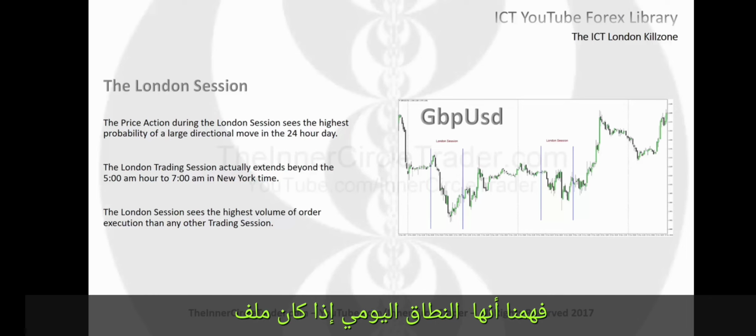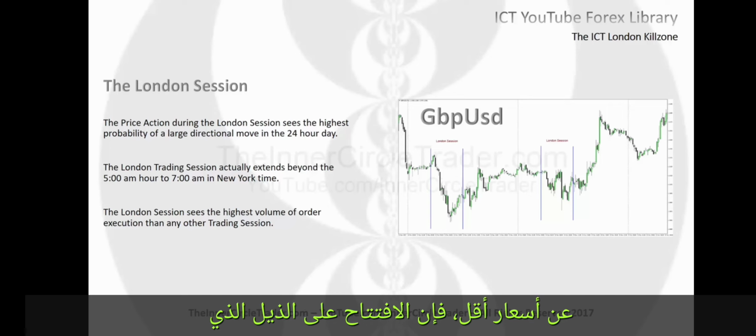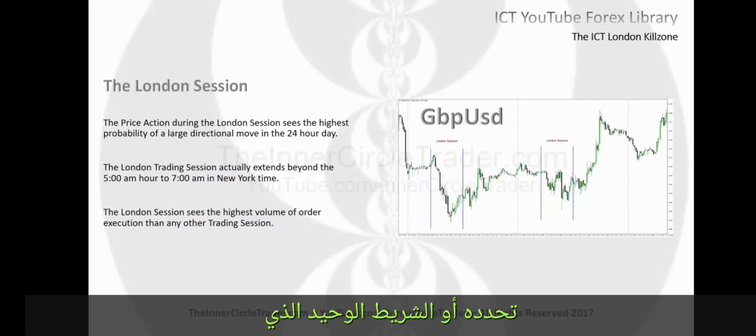So if we understand that the daily range, if it's a bearish market profile, or if we're looking for lower prices, the opening on the daily range or daily bar is going to be at or near the high of the day. The high is going to be very limited in terms of how much it goes above the opening price. And then the largest portion of the range is going to be between the open and the close, which is going to be near the low of the day.